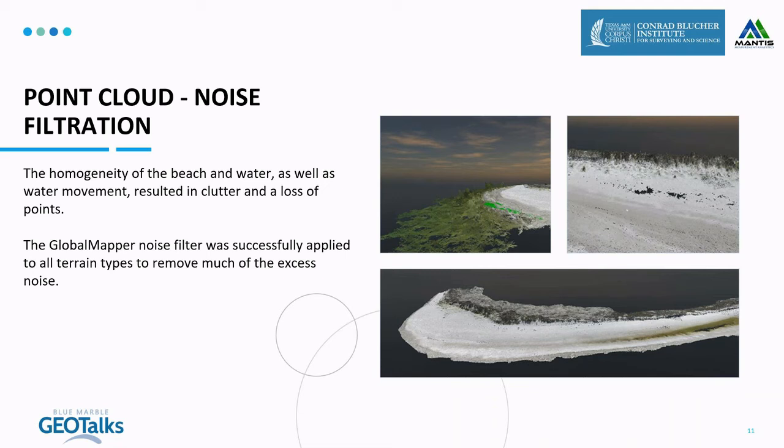To address the noise that was present, I applied a noise filter in Global Mapper, and it did a really great job at removing much of the noise. That was applied to both terrain types, so both the foredunes and exposed beach, as well as the back dunes. The bottom image there is the beach and foredunes after that noise filter was applied.